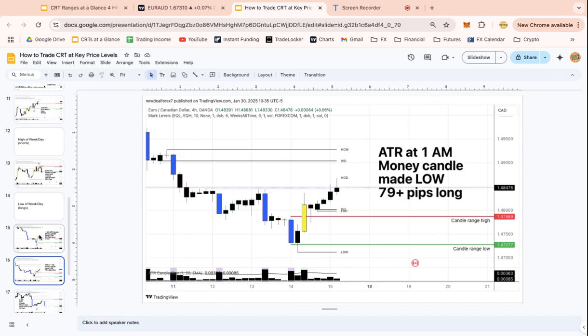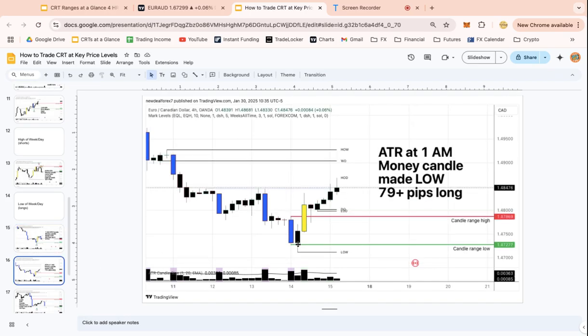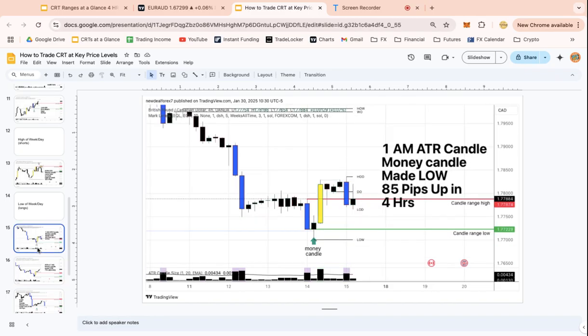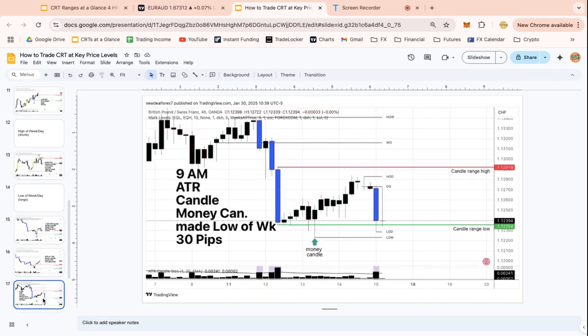Okay, because I just showed you that right here. Money candle, low of the week after the range, boom. Right here, money candle, low of the week, boom. Up to the upside. 79 pips on this one, 85 pips on this one. All right, so when the money candle makes the low of the week, pay attention to that. Okay, pay attention to that. All right, so let's go to another one.